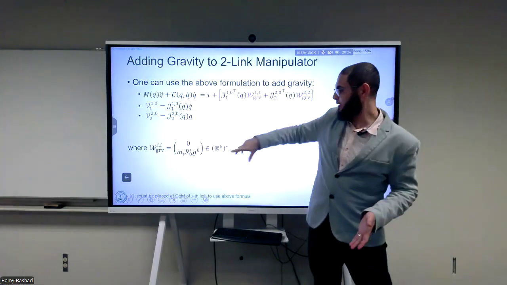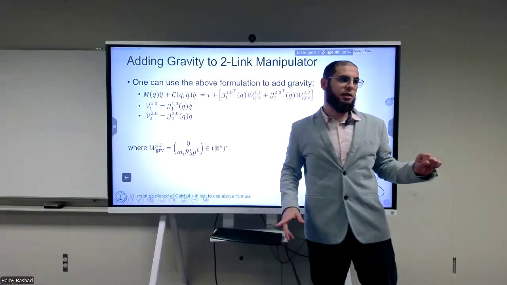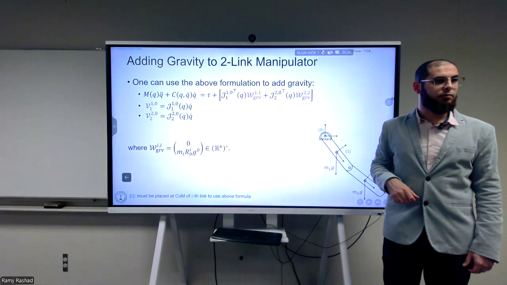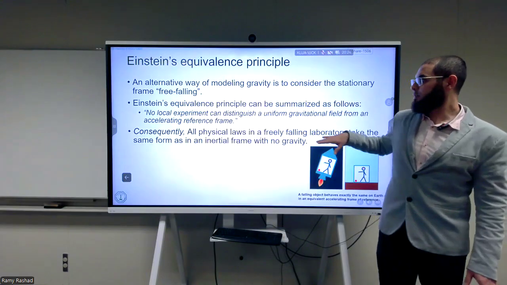But this expression written like this was only valid for the center of mass frame. It's best to actually work it out and see it for yourself. Okay. Clear? So that's it.